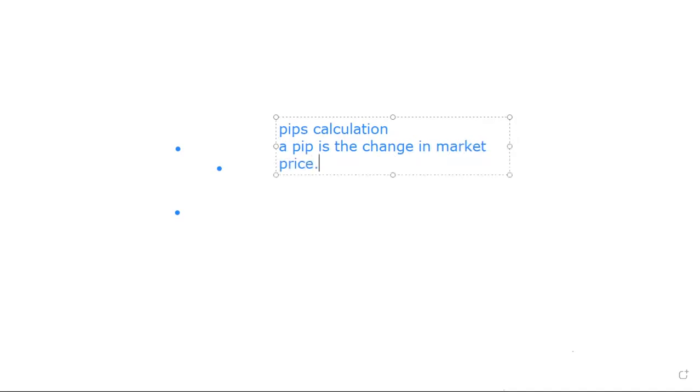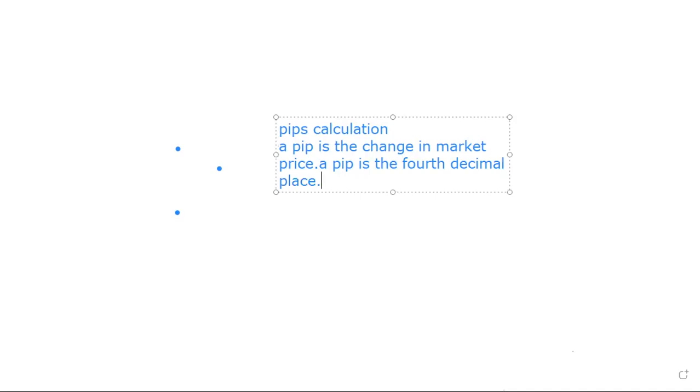So let's say the price you entered Euro USD at is 0.807. If it changes to 0.808, we'll say it has changed by pips. That's the difference in those prices. Now, when you say a pip, write this down again in your notes: a pip is the 4th decimal place.